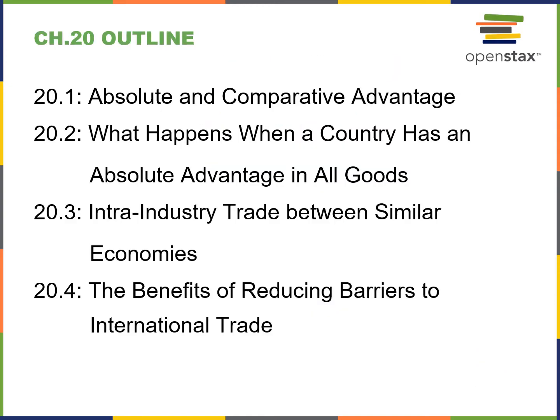Themes that we're going to discuss in this particular chapter are about absolute and comparative advantages, what happens when a country has absolute advantage in all goods, inter-industry trade between similar economies, and the benefits of reducing barriers to international trade.